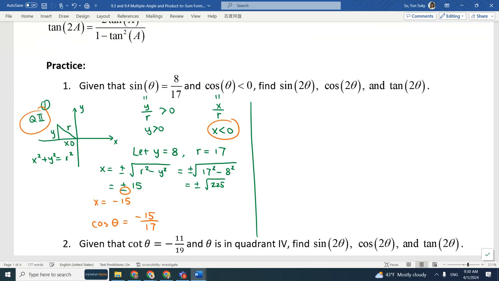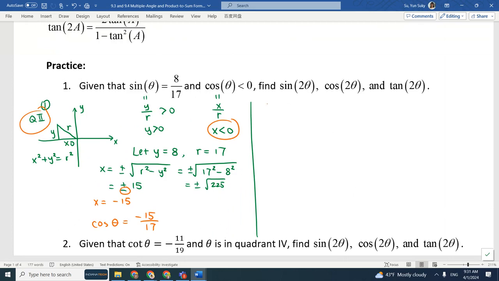Yes. Right, everybody? So this is step 1. This is like what we learned before. So in an exam, you might not get sine theta. Maybe you get one of the trig functions. Maybe I give you cotangent or cosecant or secant. Is that okay, everybody?